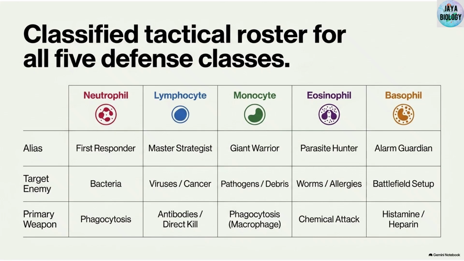So once again, classify it. First responder neutrophil will destroy the bacteria by phagocytosis. Lymphocyte will make a strategy to kill, directly killing by T cell or to make antibody through B cell. Monocyte is a giant barrier. It will do phagocytosis by changing into macrophage. Eosinophil will be working during the allergy or during worm infection. And basophil is generally an alarm person to release heparin, histamine and serotonin.